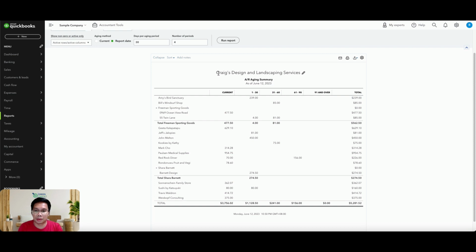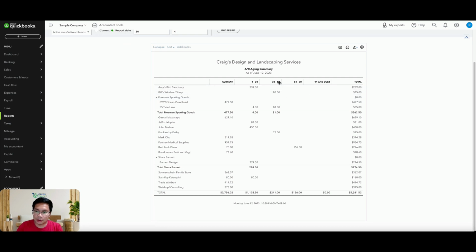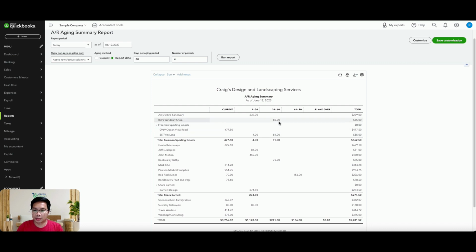So here is the accounts receivable aging summary. It shows which customers have current amounts, which have overdue amounts, and how long the amounts are overdue. So anything over 60 days, I think that's already bad. And you need to enforce collection to lower your overdue amounts.